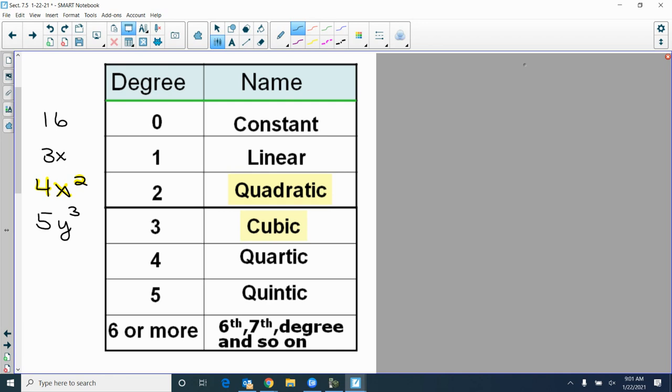After that, we do not have special names. You would just say 6th degree, you would just say 7th degree, you would just say 8th degree. Okay, now, what's the next one say? Number of terms? All right, number of terms.